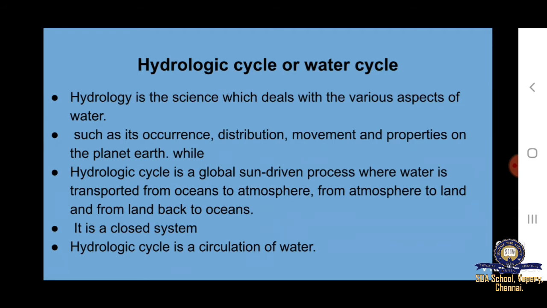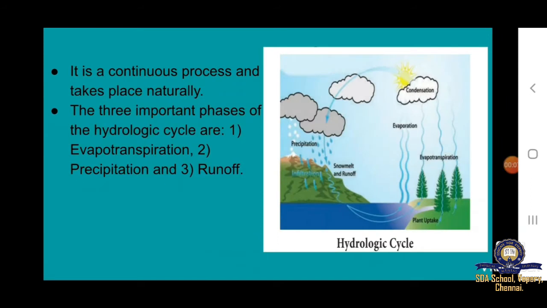While hydrologic cycle is a global sun-driven process where water is transported from ocean to atmosphere, from atmosphere to land, and from land back to oceans. Hydrologic cycle is a closed system. Hydrologic cycle is a circulation of water. Hydrologic cycle is a continuous process and takes place naturally. The three important phases of the hydrologic cycle are evapotranspiration, precipitation, and runoff.